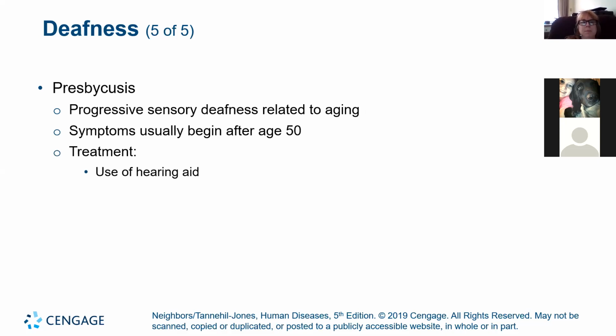Presbycusis, okay? This is what we think of as old age deafness. We don't know why it onsets, but we know that symptoms usually begin after age 50. This is why most people who need a hearing aid are my age or older, okay?